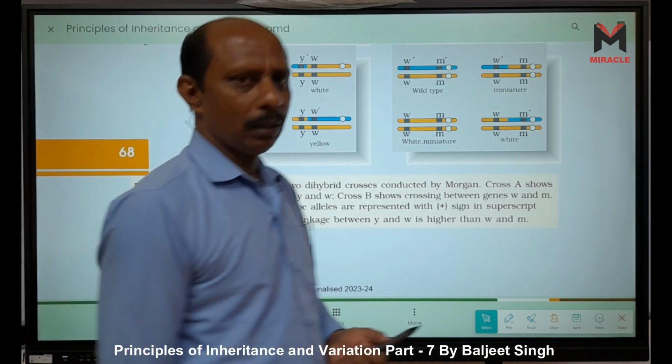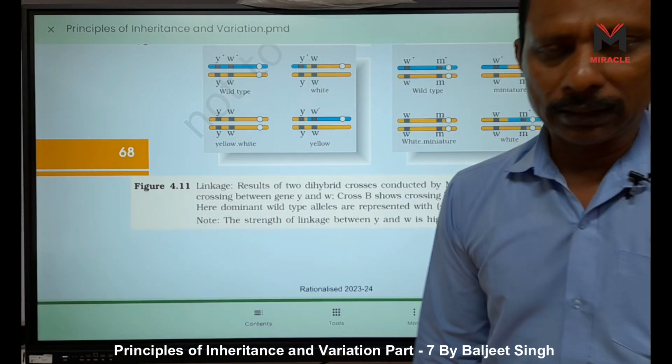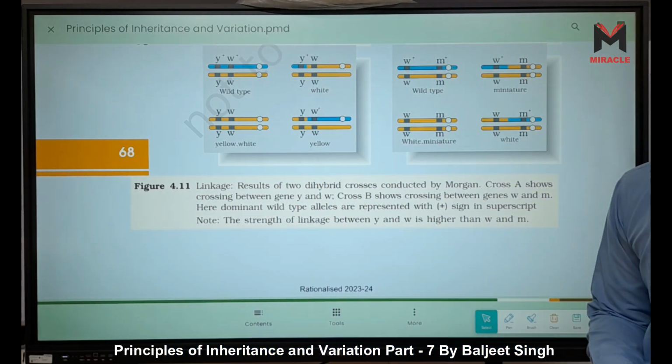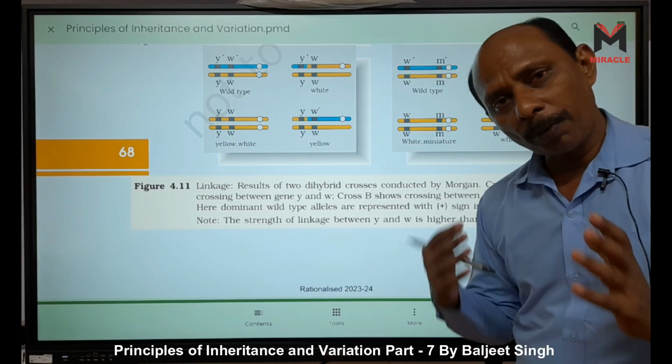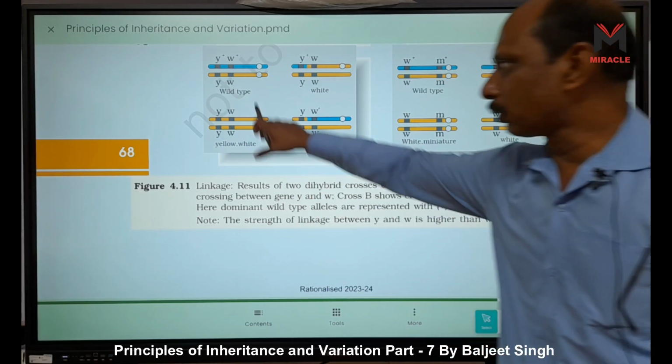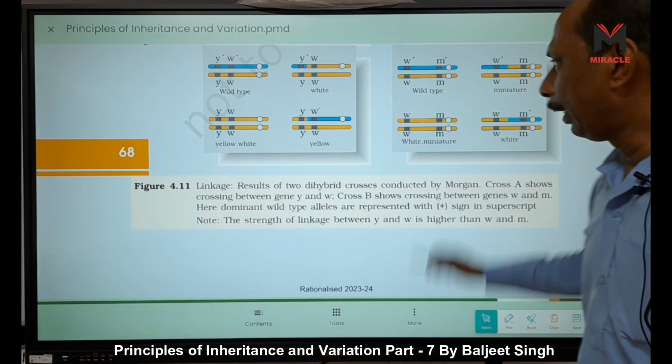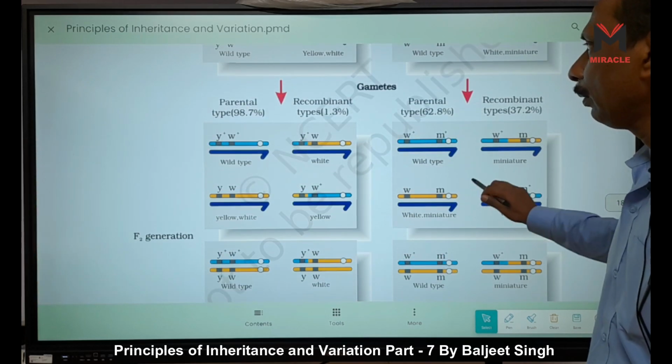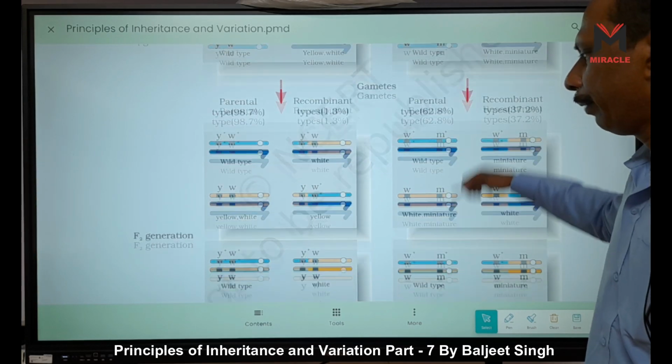Strength more means crossing over possibility is less. Crossing over possibility less means recombination is also less here, 1.3% only. And here what is there? It is 37.2%. Okay.